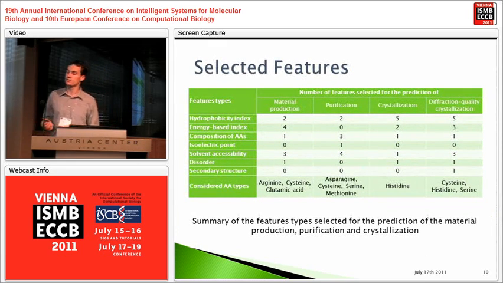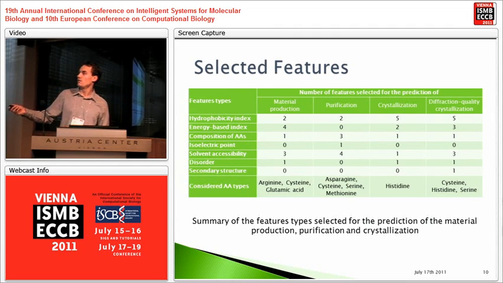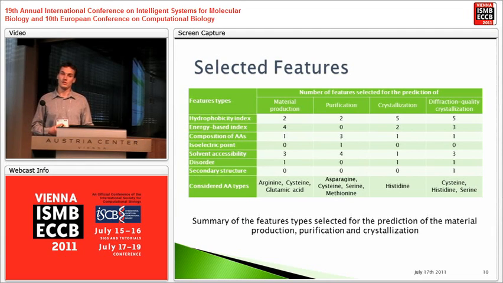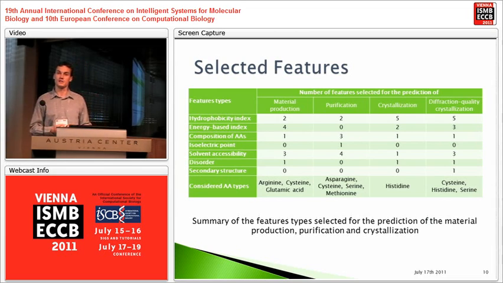So here are the features which we selected. As you can see, we selected different sets of features for each step, and most of them are based on hydrophobicity and energy-based indices, as well as composition of amino acids, and also predicted solvent accessibility plays an important role. Most of these features will not be of any surprise to the crystallographers, because they already know that these protein characteristics are important when predicting crystallization.